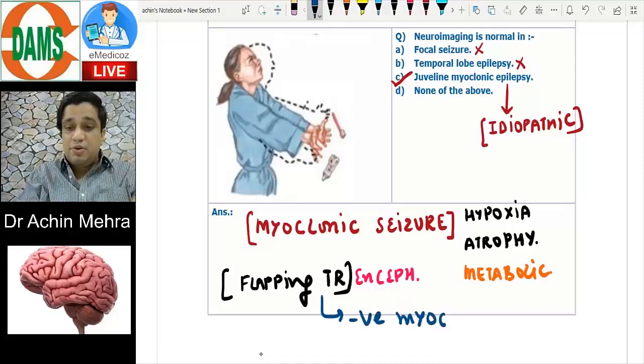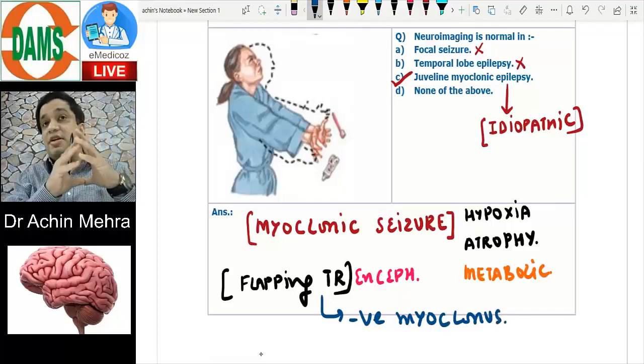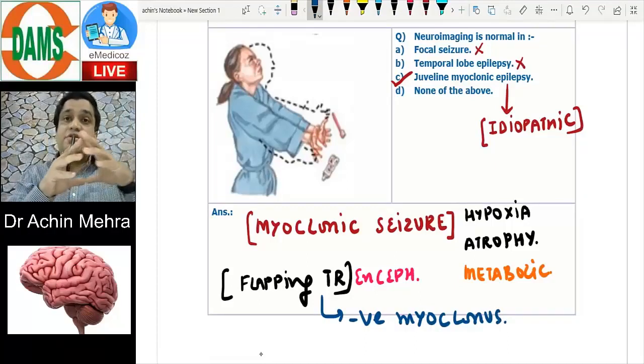Myoclonus. If you remember the myoclonic jerk, a sudden jerk which occurred. Now the word negative came here because the tone of the muscle went down at this point. Normally in any myoclonic jerk, the tone increased, while in negative myoclonic jerk, the tone decreased, right?